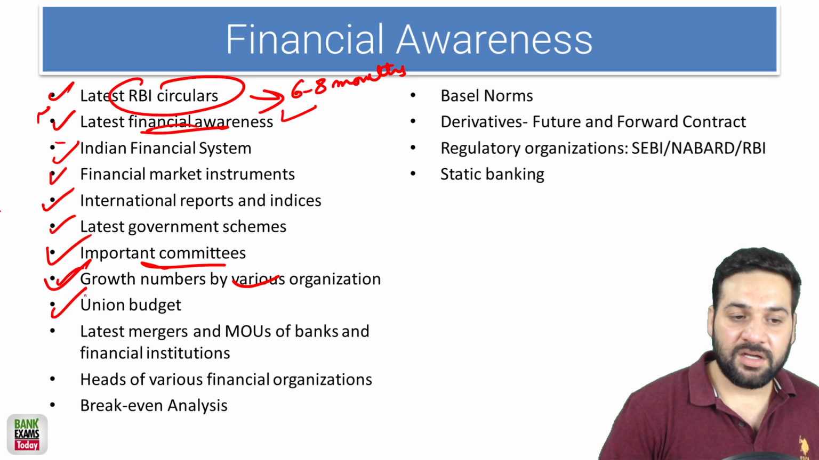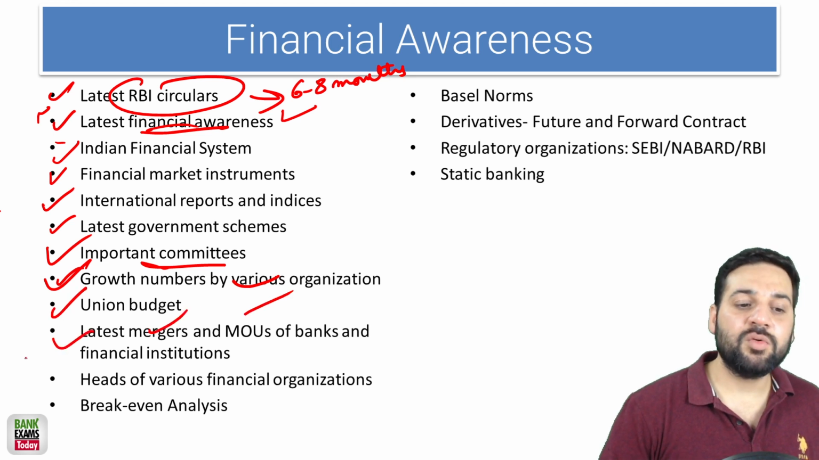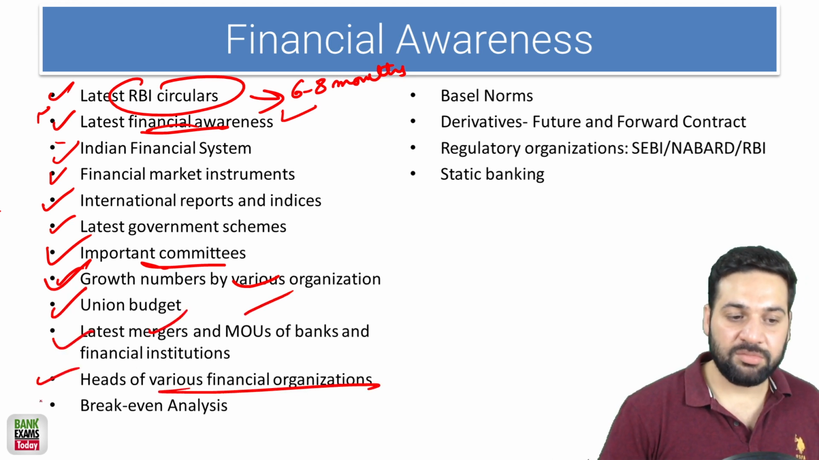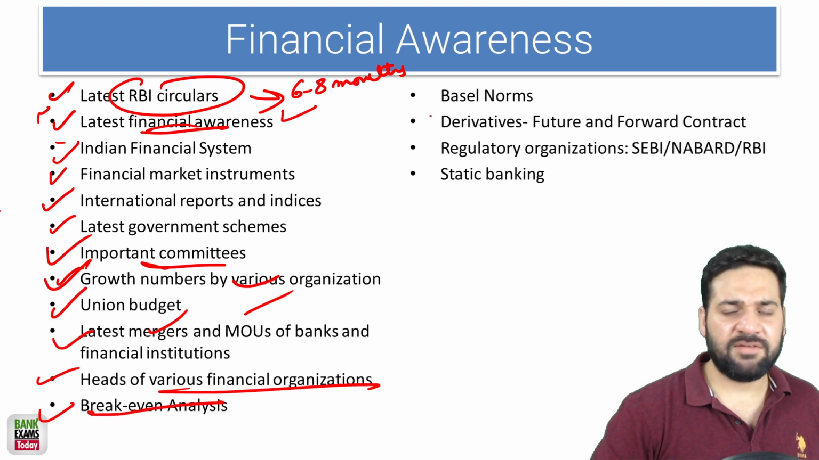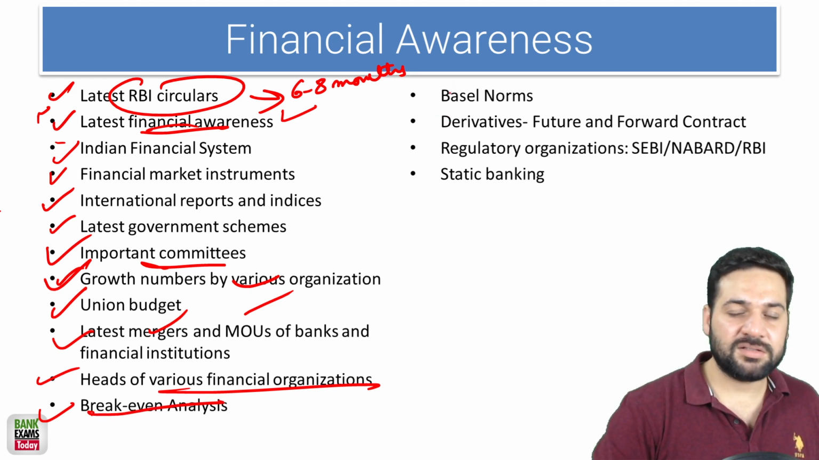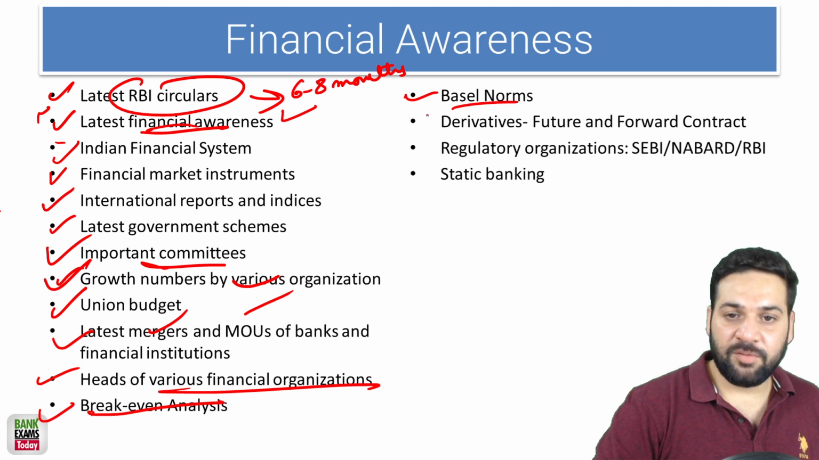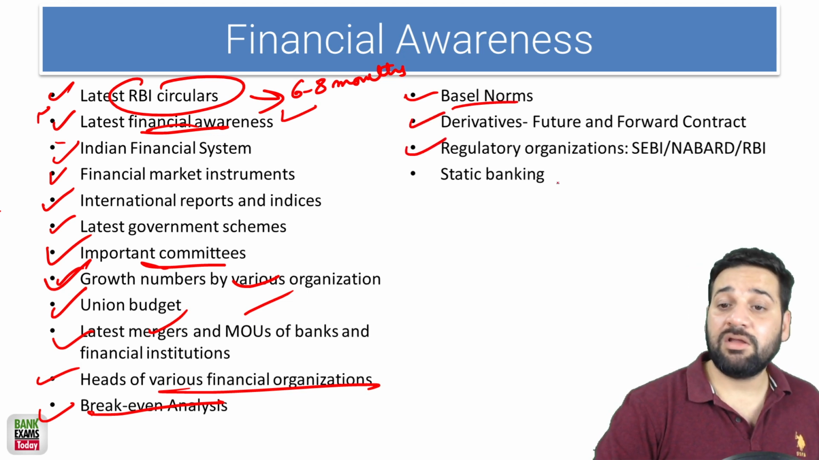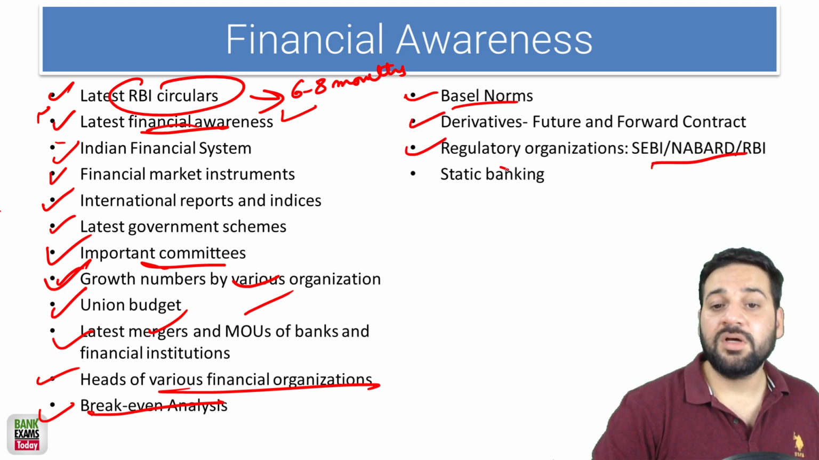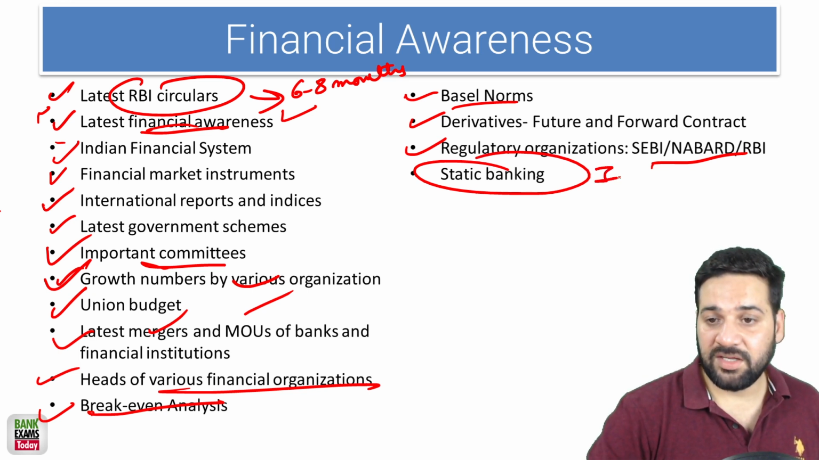Union budget is very important. Latest merger MOUs, heads of various financial institutions, a little bit of break-even analysis, do that, ratio analysis, a little bit important. Basel norms very important. Derivatives, regulatory organizations, what they do and how they do. Static banking is also very very important.